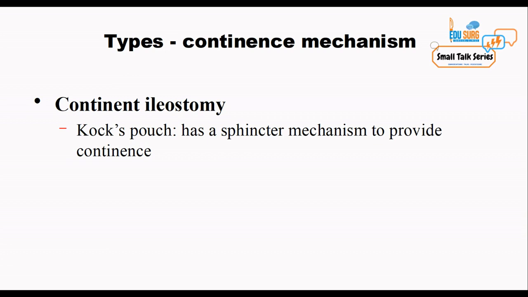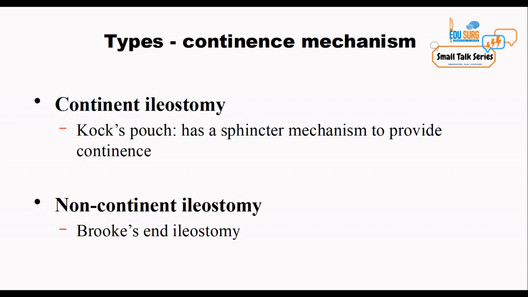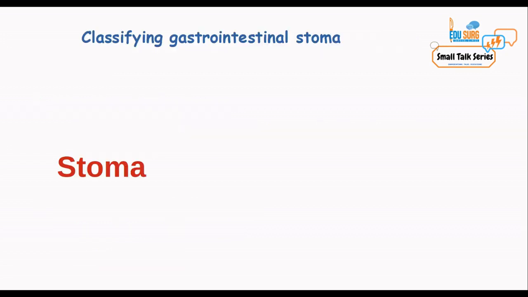Next is based on continence mechanism. Though a continent stoma is not routinely done, you should know this, as it is asked in classification, that a continent ileostomy or a Kock pouch is done wherein the stoma has a sphincter mechanism. However, this does not have good long-term outcomes and is not routinely performed. All stomas for practical purposes are non-continent, Brooke end ileostomy or loop ileostomy. So this is the type of stomas based on continence mechanism.